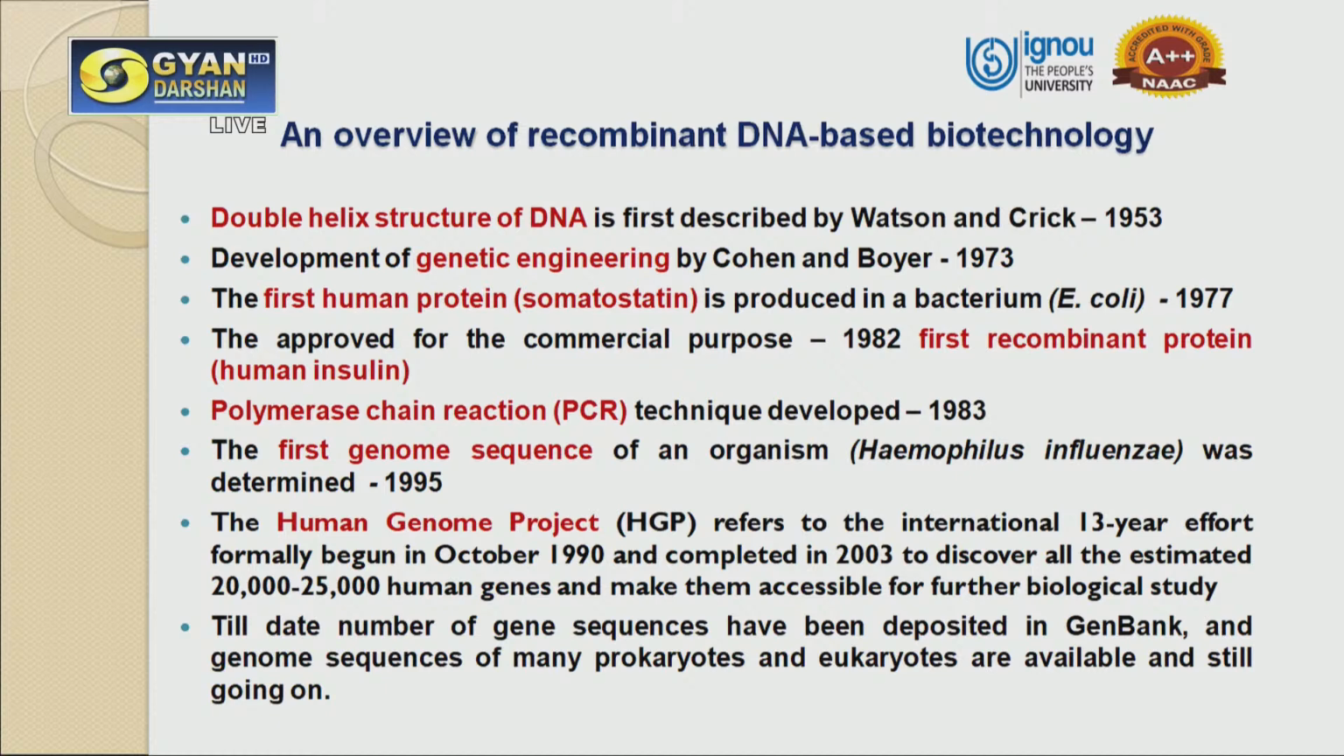The first genome sequence of an organism, Haemophilus influenzae, was determined in 1995, and a very important project called the Human Genome Project, which refers to 13 years of international effort, was started in October 1990 and was completed in 2003 with the discovery of approximately 20,000 to 25,000 human genes. The sequences of these genes are now available for further research. There are different types of gene banks where the sequences are submitted, and many sequences of prokaryotes and eukaryotes are now available in gene banks. This particular aspect is basically covered under the bioinformatics subject.